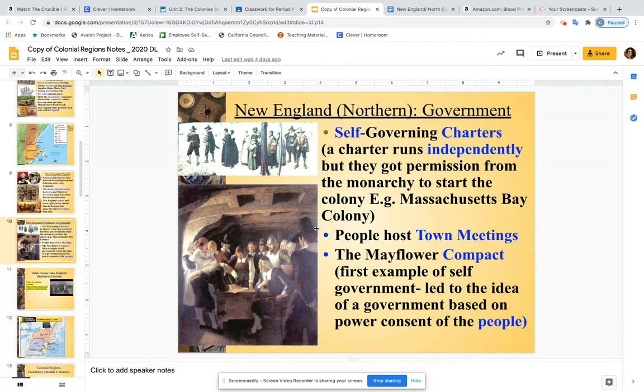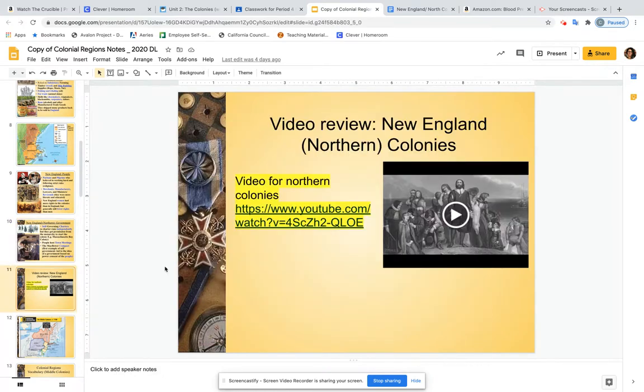This is the region that created the Mayflower Compact, which is the first example of self-government by the colonist. And it really leads to this idea that in the colonies, they can run themselves. They don't need to rely on a government across the sea in England. So these will be some of the more rebellious of the colonies, especially Massachusetts, when it comes to the American Revolution. There are some extra videos for you guys in the slideshow.